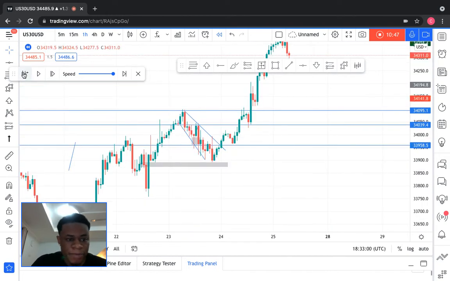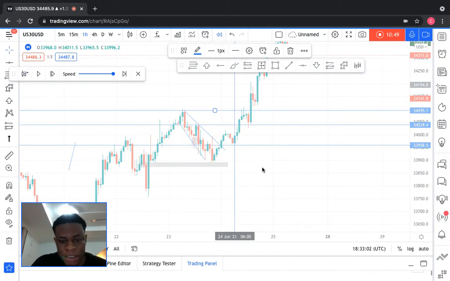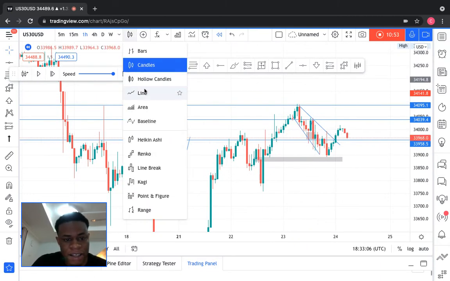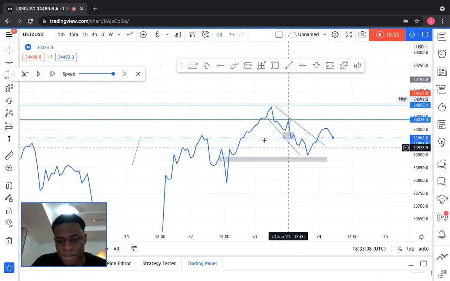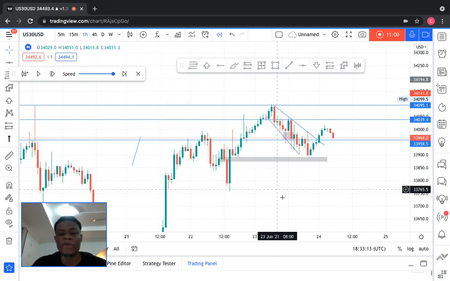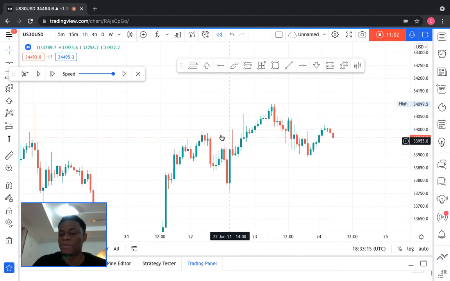Listen, what happened? Breakout, retest. What is this called? This is a bullish flag. Go to the line to understand. This is a bullish flag. Look out for these things. Look out for patterns. Look out for fib levels and look out for support and resistance.